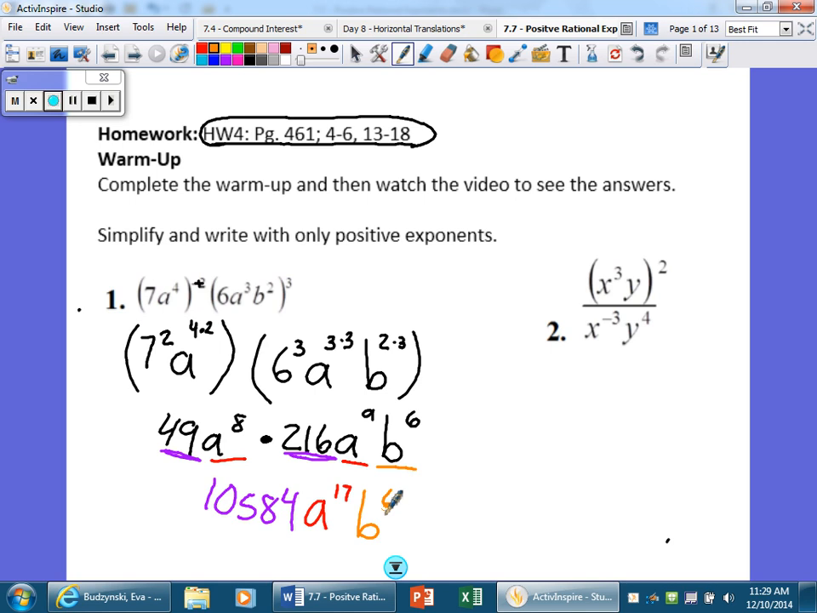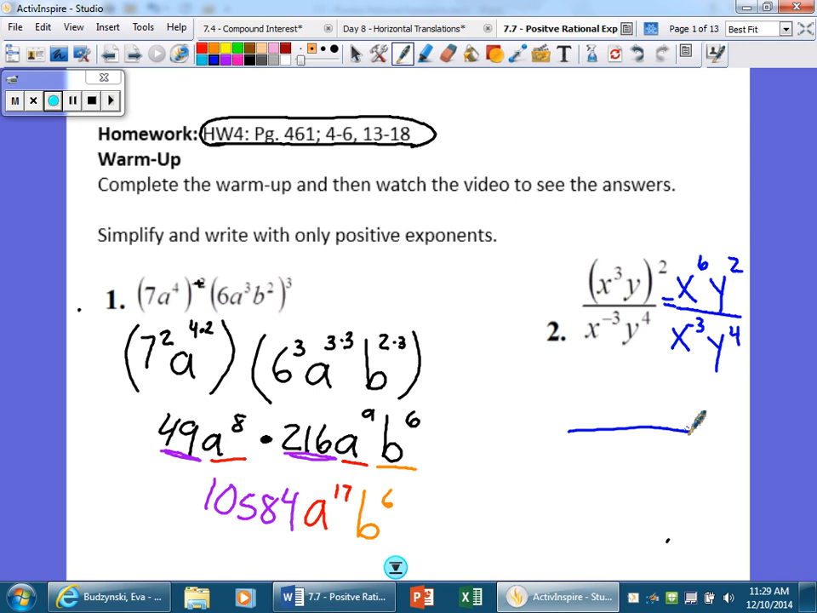All right, now we're going to do the second one. First things first, you have to simplify this numerator before you even start dividing. Gotta get rid of the parentheses. So again, these are powers to a power, so you multiply. X to the 6th, y squared, all over, and I'm just going to rewrite. Now it is a quotient problem, so I'm just going to start by making a fraction bar, and I decide what should go in the numerator and what should go in the denominator.